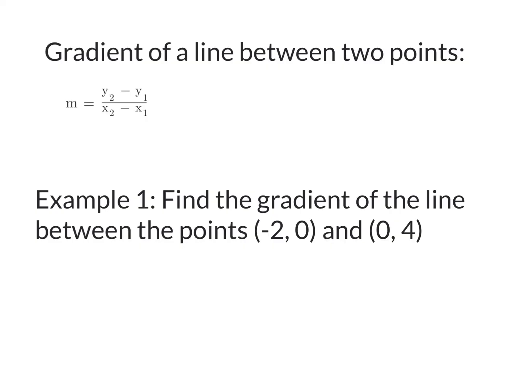Next one, we're going to use a formula to find the gradient of a line between 2 points. So the gradient is going to be y2 minus y1 over x2 minus x1. So when we have 2 points, we can find the gradient between those 2 points. So an example, we're going to find the gradient of the line between the points -2, 0 and 0, 4.